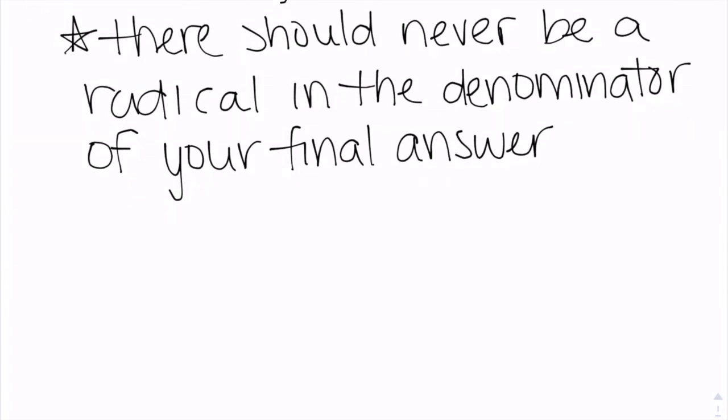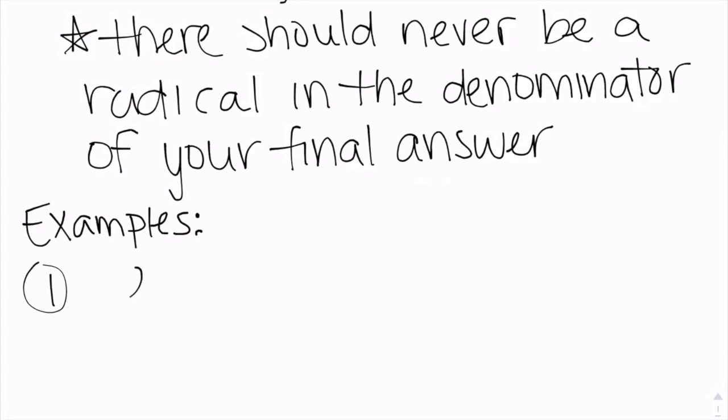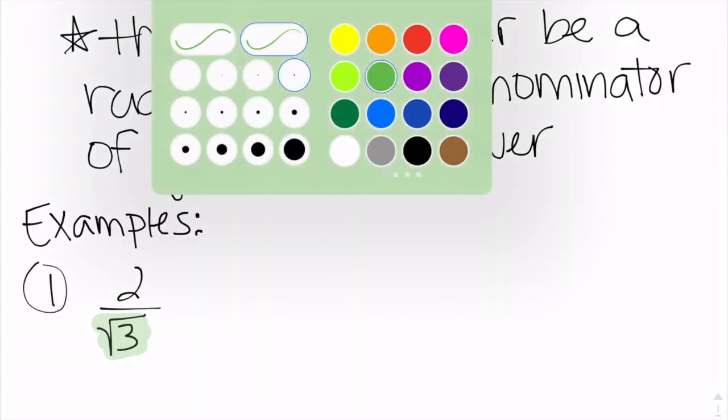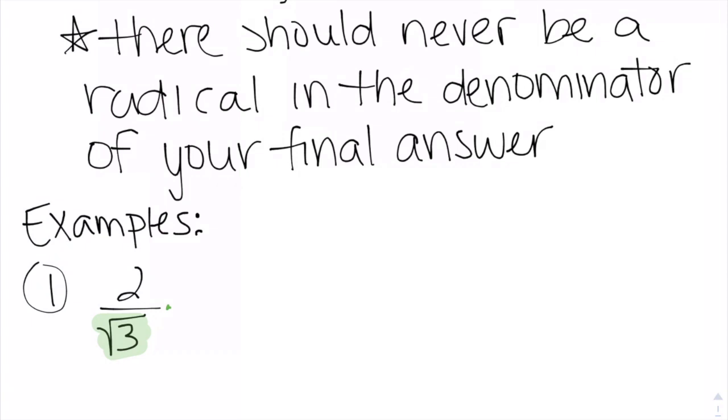So now we're going to do some examples. Our first example is starting with 2 over the square root of 3. If we have 2 over the square root of 3, we want to notice that we have a radical in our denominator here, and we noted above that we should never have a radical in the denominator of our final answer. So to get rid of this radical, we're going to multiply by a fraction of that radical over itself.